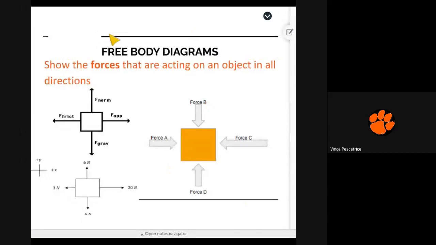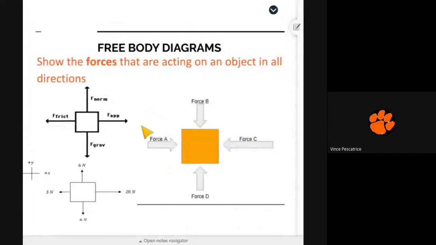So we talked about this in that last problem we did where you drew on the screen. And some of you guys picked up on this already without even doing anything with it. These are called free body diagrams. We saw this in that problem we drew. We're going to see a lot of these and do a lot of practice with this, where we show all the forces acting on an object and then determine its motion based on that. So the forces that are acting on an object in all directions.